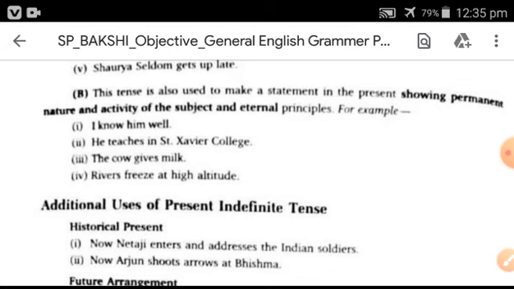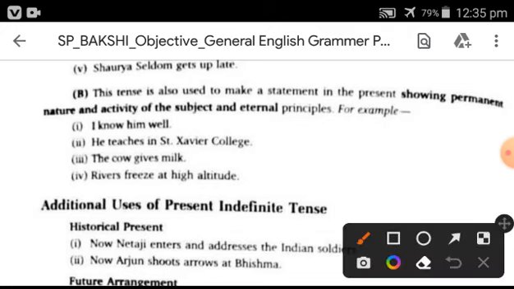And second, he teaches in St. Xavier College. It refers to his habit. And the third, the cow gives milk. It also comes under eternal truth. How? Cow gives us milk. So it also comes under eternal truth.